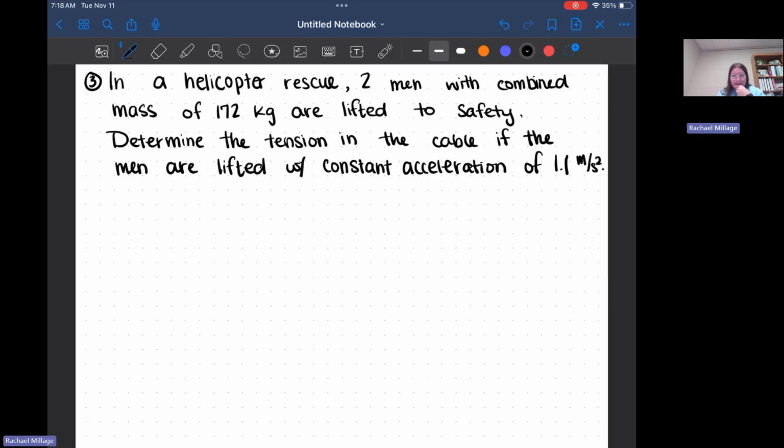In a helicopter rescue, 2 men with combined mass of 172 kilograms are lifted to safety. Determine the tension in the cable if the men are lifted with a constant acceleration of 1.1 meters per second squared. All right, so I'm going to start with a free body diagram. This dot is going to represent my 2 men. What kind of forces are acting on these 2 men?